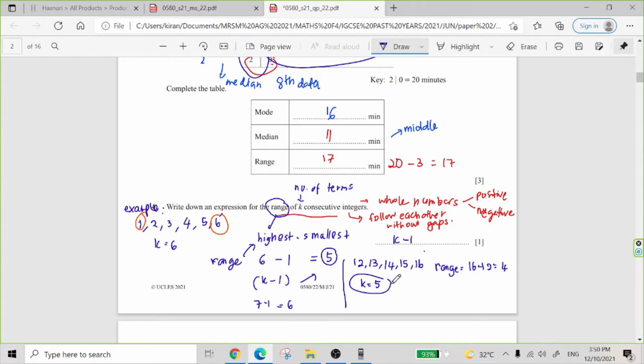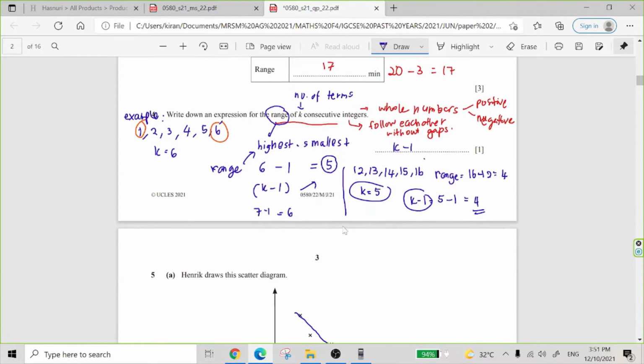Okay, and then 5. We have 5 here. If you take the expression that we made just now, which is k minus 1, it means that we take the number of terms, which is 5, and then we minus 1, equal to 4. So this is the expression for the range of k consecutive integers. Okay, that's question number 4.